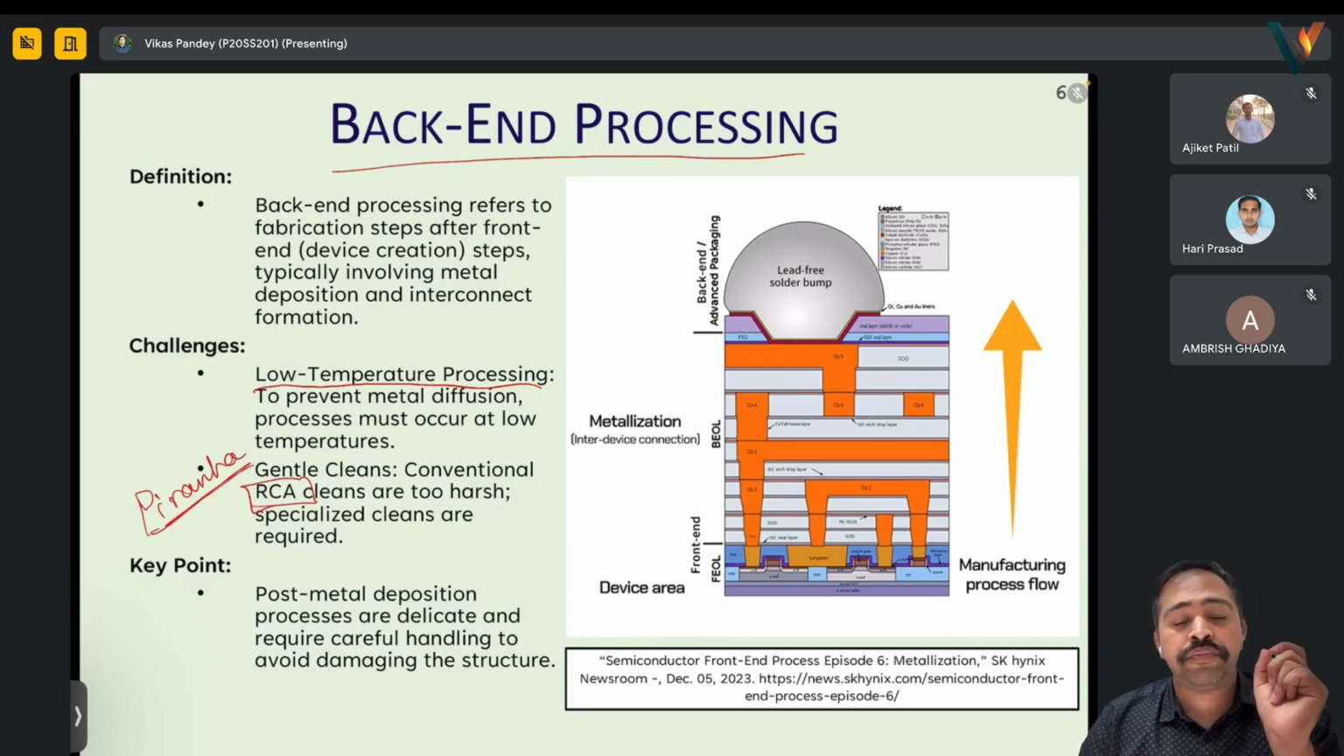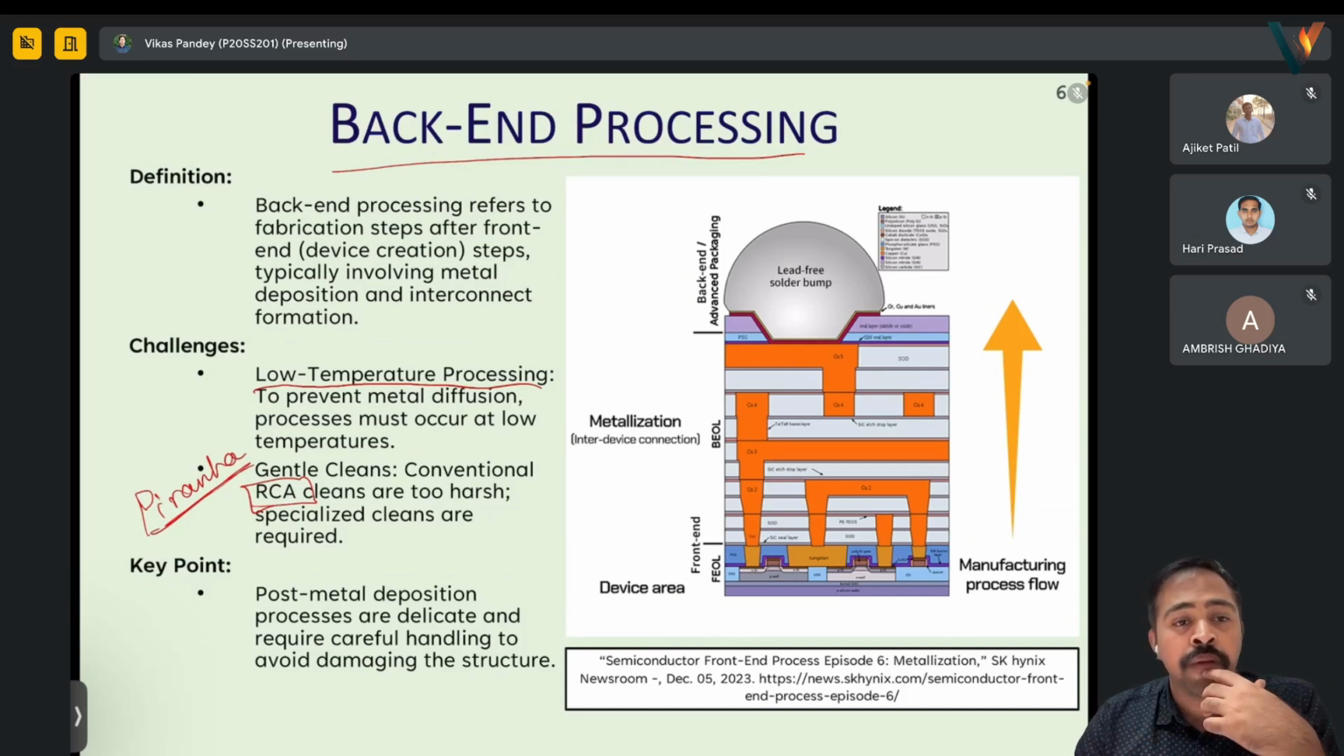So specialized cleans are required, or we can go for a simple degreasing method like we talked about in one of the classes. If it is not a very tough stain or something, we can go for a simple degreasing process involving acetone, IPA, and methanol.